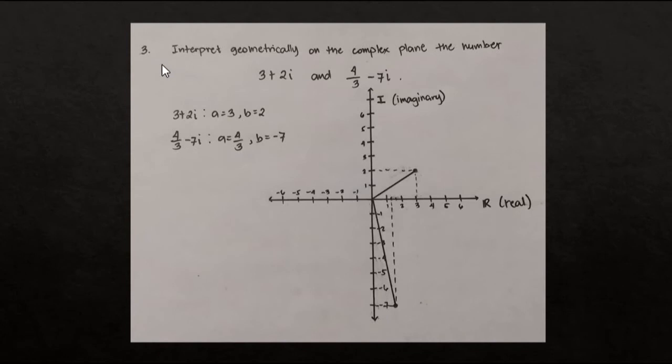Let's go to number 3. Interpret geometrically on the complex plane the number 3 plus 2i and 4/3 minus 7i. So, this is how we interpret geometrically on the complex plane. So, our complex plane is this one. We have here the horizontal line as our real numbers. Then the vertical line is our imaginary numbers.